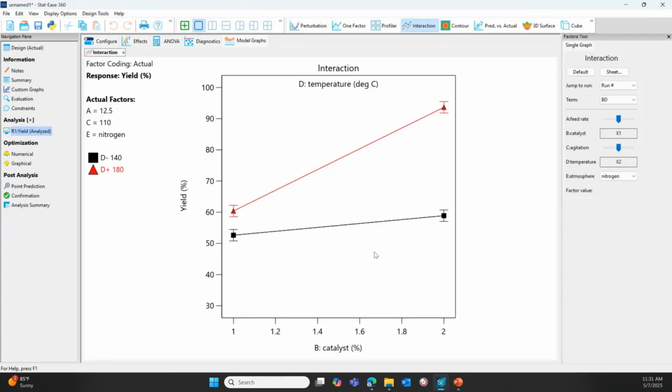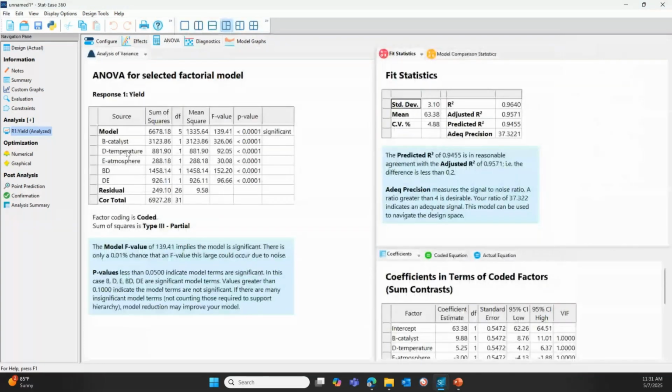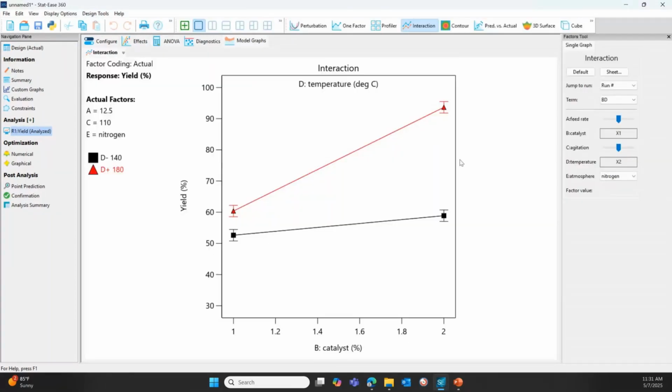And here's a two-factor interaction plot. Remember now, in our ANOVA, we have two-factor interactions, a BD interaction and a DE, right? So B, D, and E are our significant terms, and we have two-factor interactions. So now when we want to look at the impact of catalyst, for example, well, it depends on the temperature, right? If it's at the low temperature, the impact of catalyst matters, but not as much. But at a high temperature, it matters a whole lot. Okay, so that's what we're looking at.